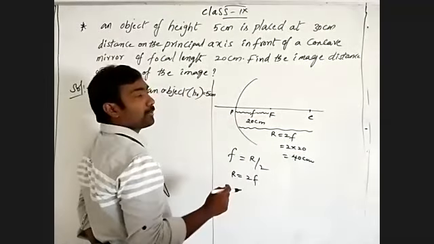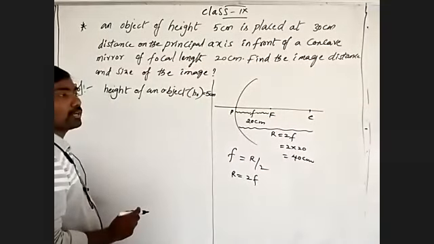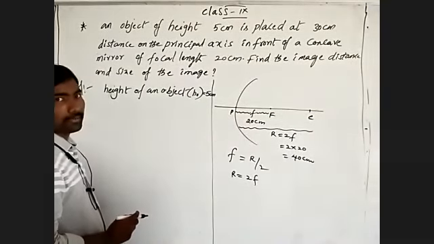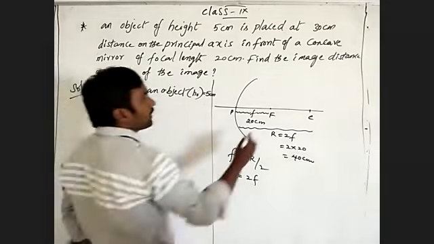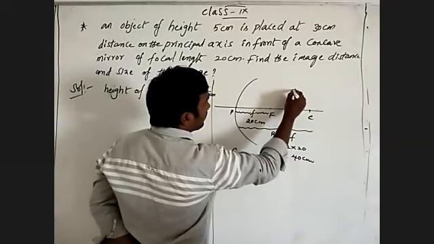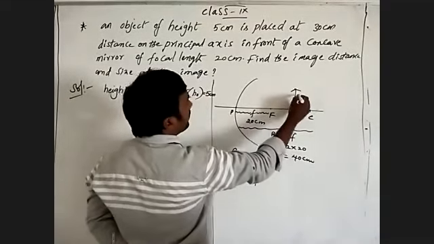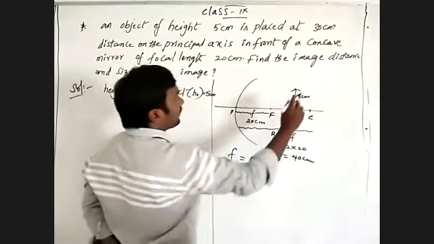So 40 means, here it is 20 and from here to here 40. So by that, 30 should be between the focus and center of curvature. Understand? That's why I am going to place the object at 30. This is the height of the object. How much did they say? 5 centimeter.